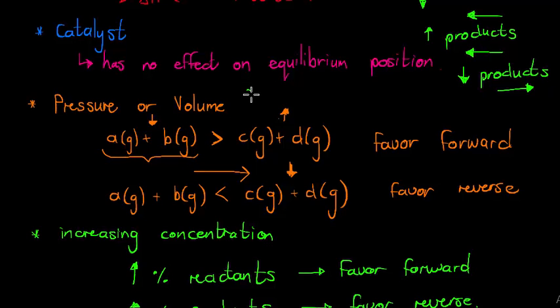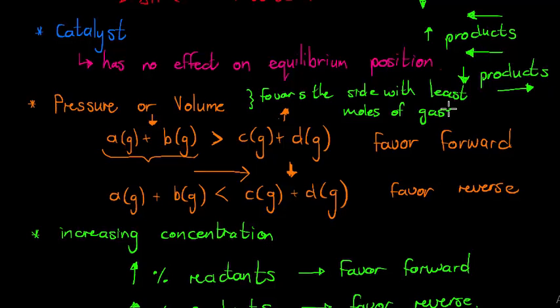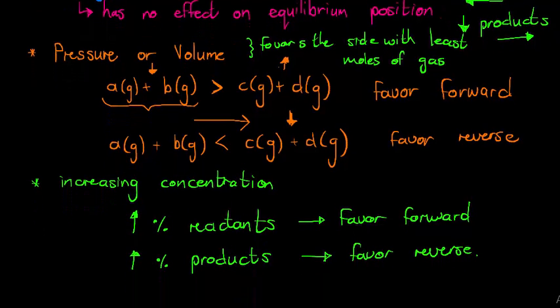Okay, so let's write it here. Favors the side with least moles of gas. Okay, that makes sense. It favors the side with the least moles of gas. So if my products have less gas and I increase the pressure, then I'll produce more products. Okay, so equilibrium will shift in that direction.